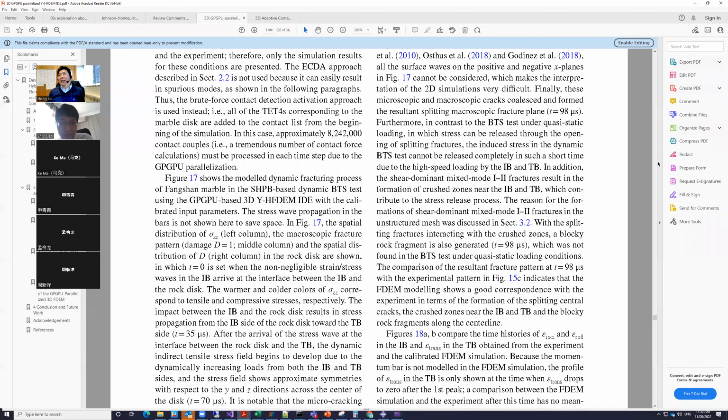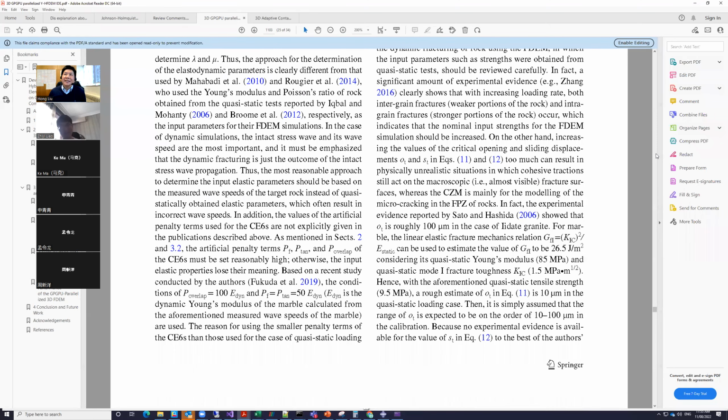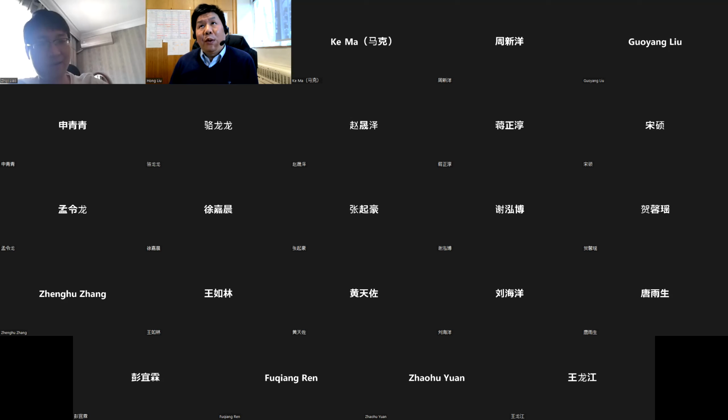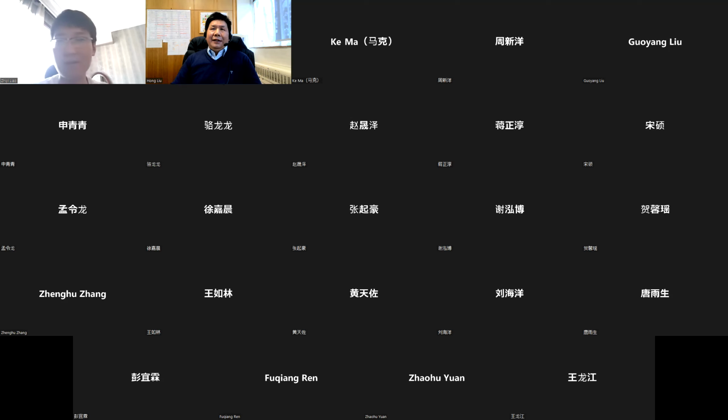Sorry, this one we didn't give the exact input parameters. But I confirm that the input parameters for the dynamic modeling are different from those for the static modeling. Okay, I got it. Thank you. Yeah, great.